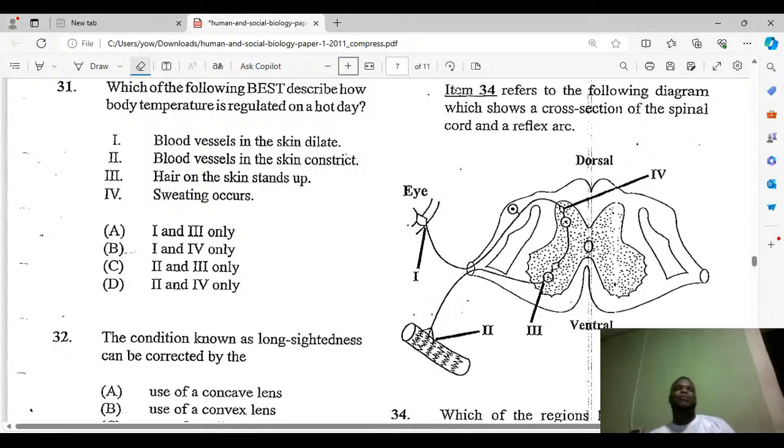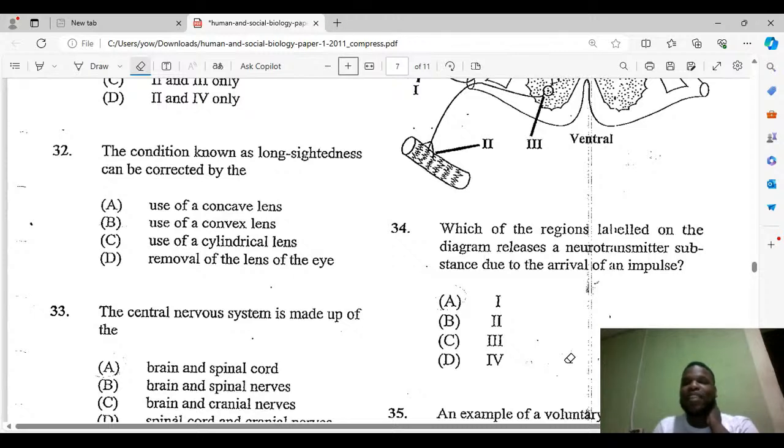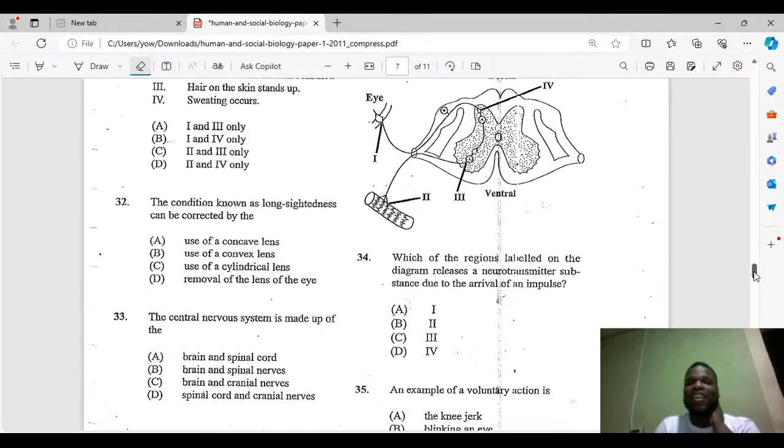Refer to the following diagram, which shows a cross section of the spinal cord and the reflex arc. So we can see the eye here, and we can see the dorsal here, and all of those nice things. Which of the regions labeled on the diagram releases a neurotransmitter substance due to the arrival of an impulse?